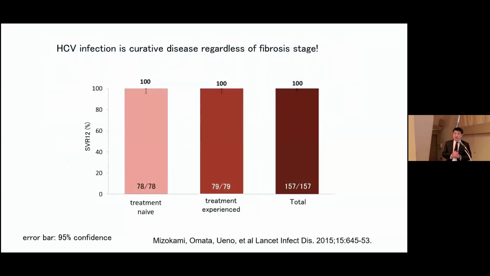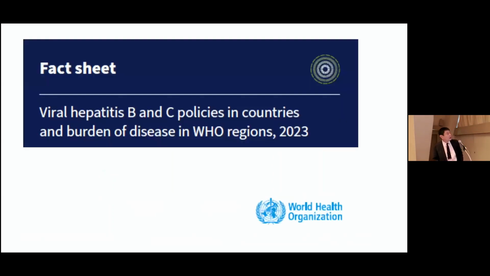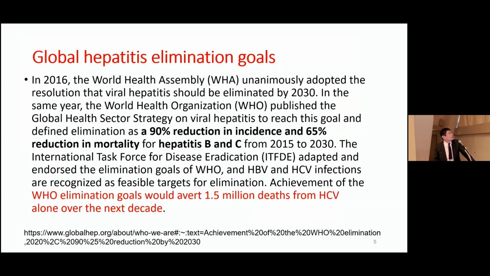Everybody knows that treatment improvement over the past decades has given us a cure for almost all HCV patients, except for very rare people. Following this achievement, WHO announced the elimination plans of 2023 and global hepatitis elimination goals. There were about 1.5 million deaths from HCV alone over the next decades, so we need to minimize chronic HCV infections, which lead to liver cirrhosis or eventually hepatocellular carcinoma.